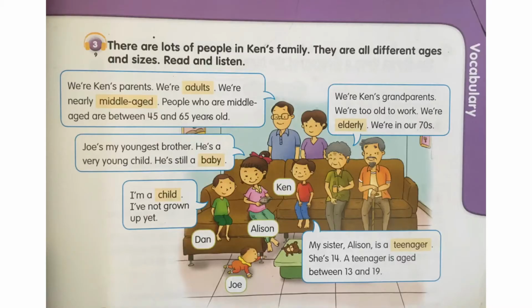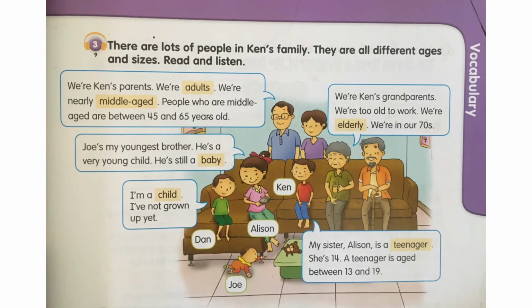There are lots of people in Ken's family. They are all different ages and sizes. Read and listen. We are Ken's parents. We're adults. We are nearly middle-aged. People who are middle-aged are between 45 and 65 years old. We're Ken's grandparents. We're too old to work. We're elderly. We're in our 70s.